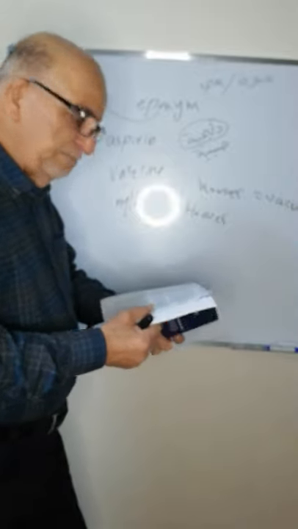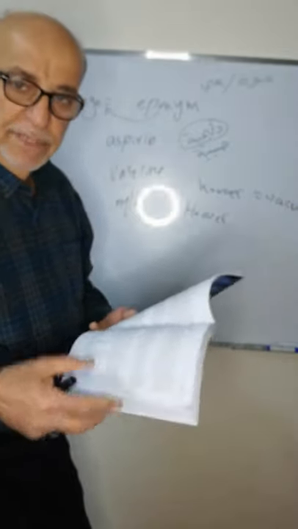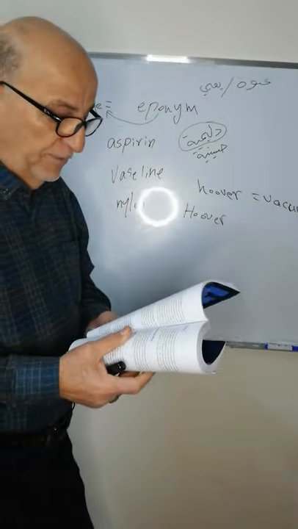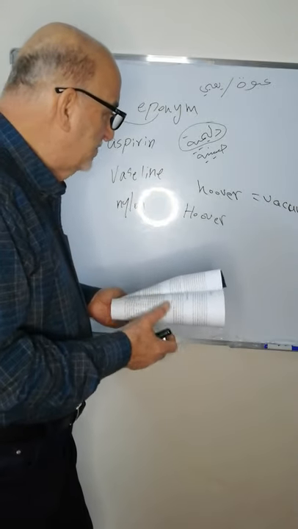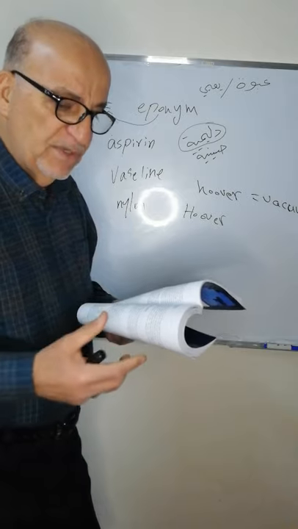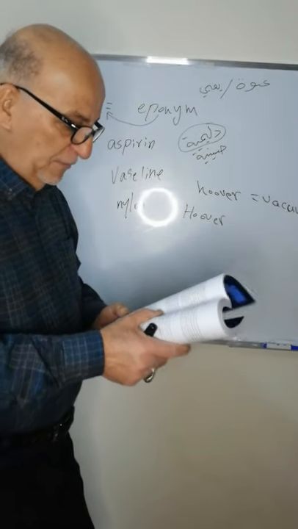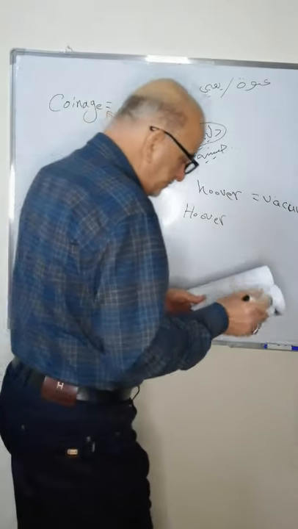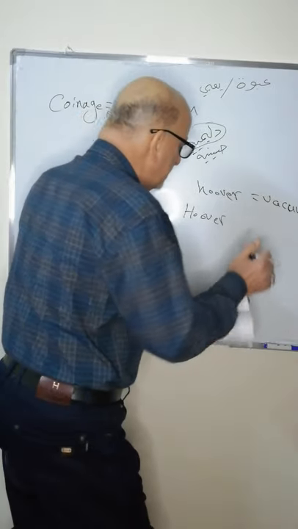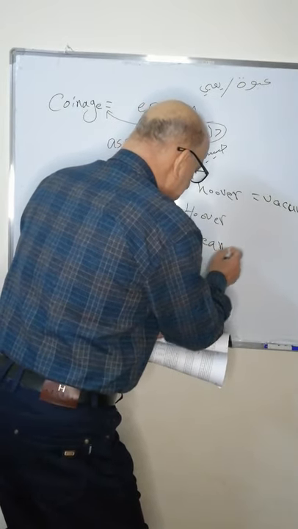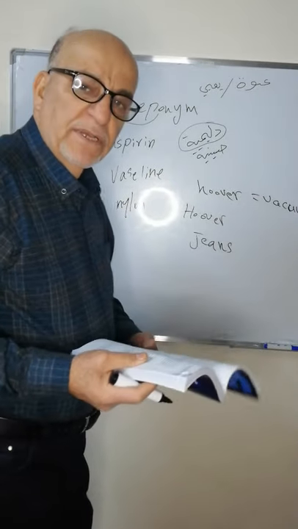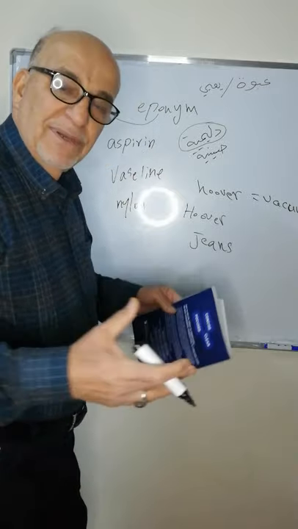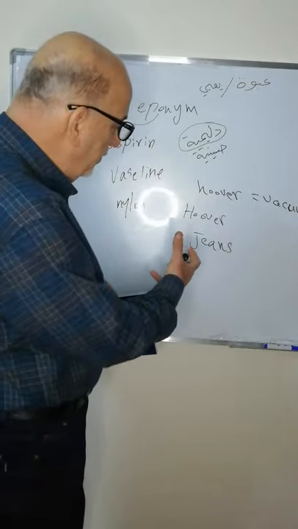Now, other examples of eponyms, which are based on names of places or names of persons. We have, for example, jeans. Jeans were a cloth, a piece of cloth. Nowadays we use trousers which are made of this cloth, and we call them jeans.